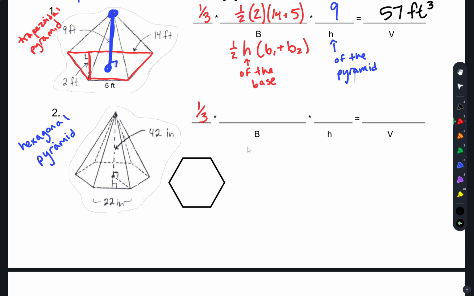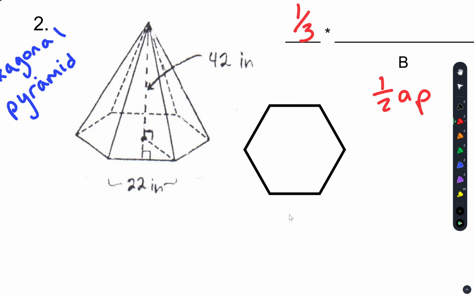That base is a hexagon, so it's using my 1/2 apothem times perimeter formula, and then I have the height, of course. So if I take a look at this base, each side is 22, so the perimeter of that base is 6 times 22, which is 132.